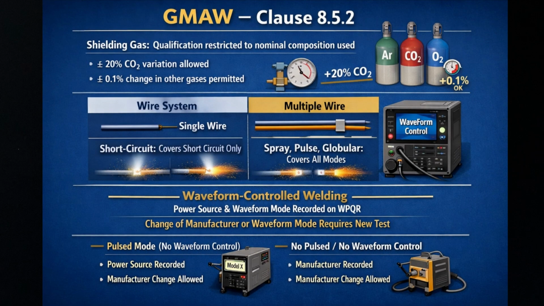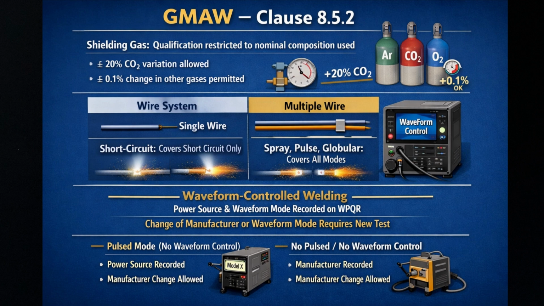GMAW, Clause 8.5.2. Shielding gas. Qualification restricted to the nominal composition used. A deviation of up to plus or minus 20% relative in the CO2 content is allowed. An intentional addition or deletion of up to 0.1% of any gas component does not require a new test. At level 2, the qualification is restricted to the wire system used, single wire or multiple wire.